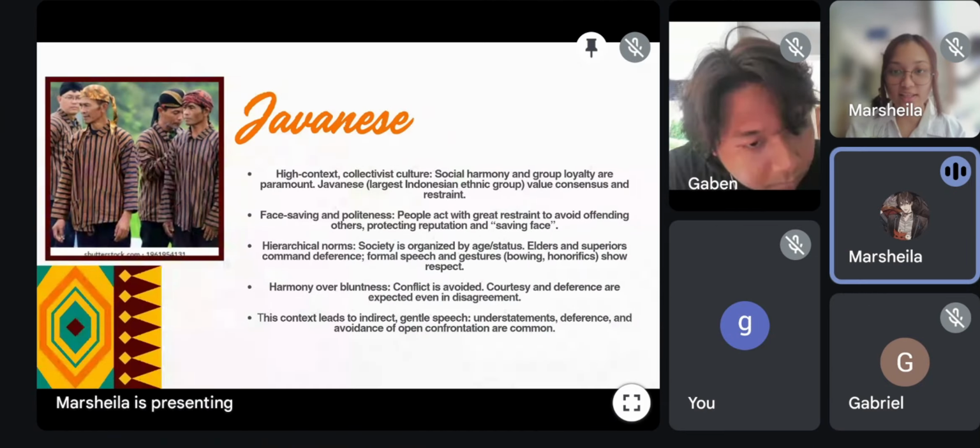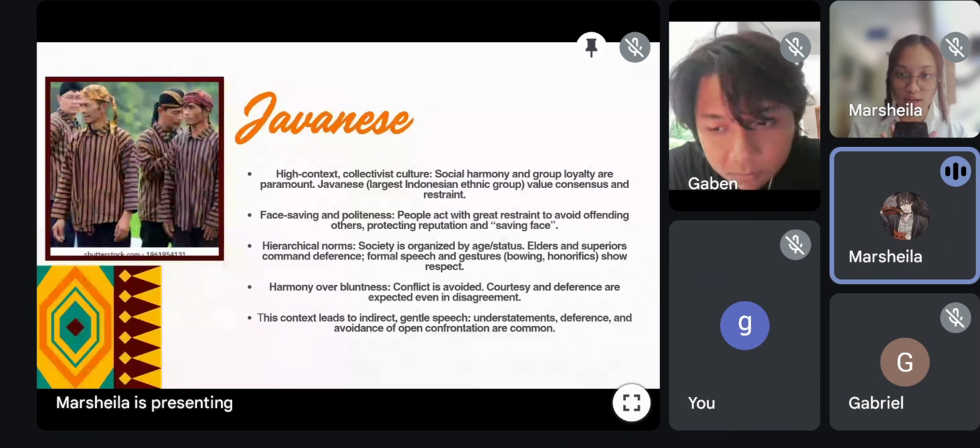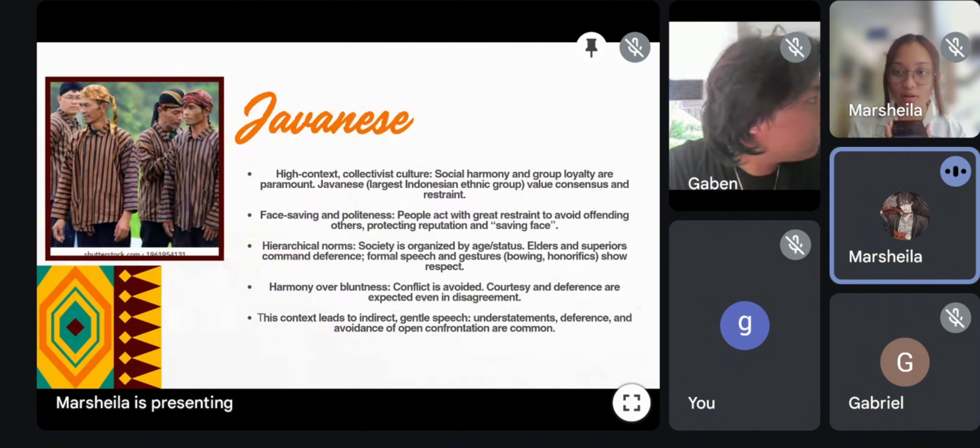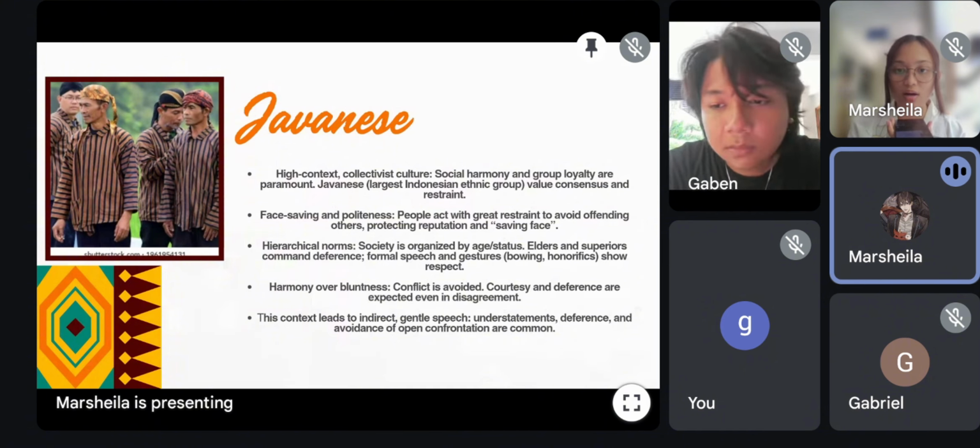Hierarchical norms. Society is organized by age, status, elders and superiors command deference. Formal speech and gesture, like bowing or honorifics, show respect. Harmony over bluntness: conflict is avoided, courtesy and deference are expected even in disagreement. This context leads to indirect, gentle speech, and understatement and avoidance of open confrontation are common.